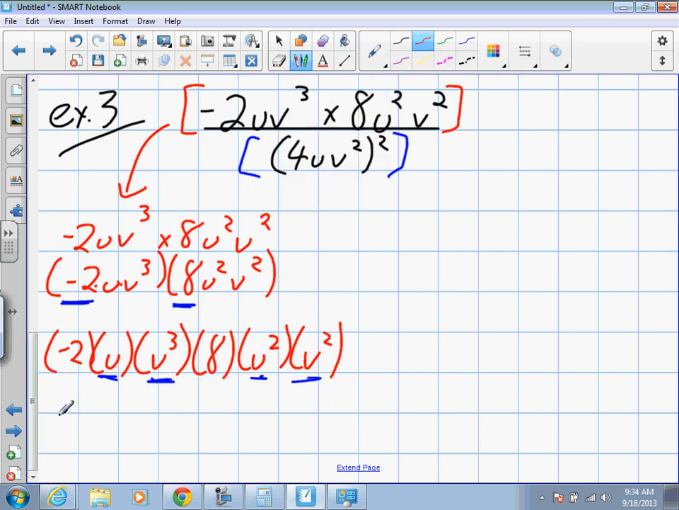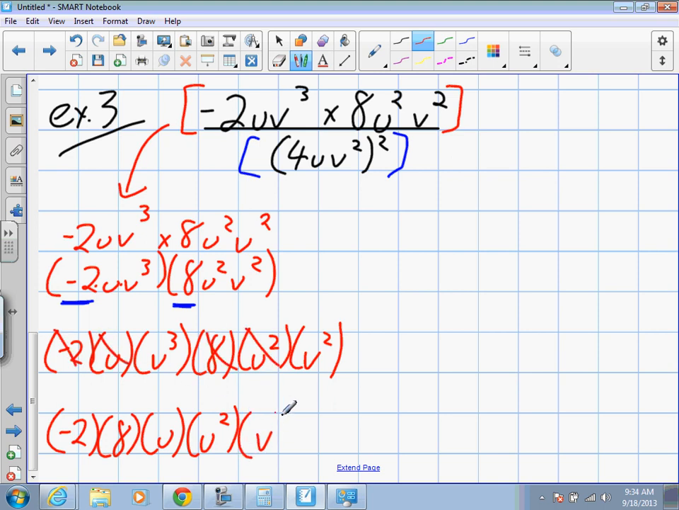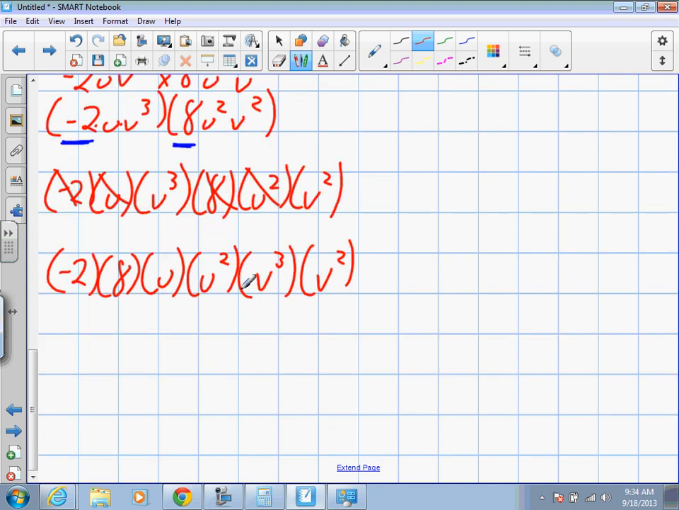What number do I want to move beside negative 2? 8. The next thing I have is a u. What do I want to move beside u? U what? That's right, to the power of 2. And then finally, what are we left with? We're done with this and this, this and this. That's right, v cubed and v squared. Now when we look at this, it might be a little simpler. I know I'm going to put these two together, these two together, and these two together. Negative 2 times 8. Good.